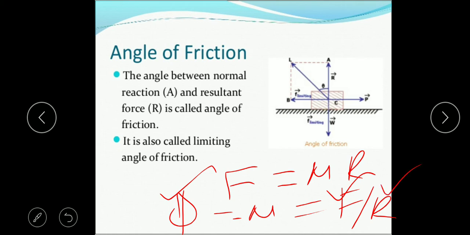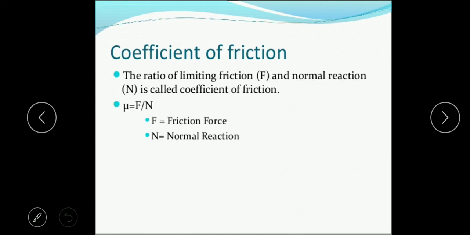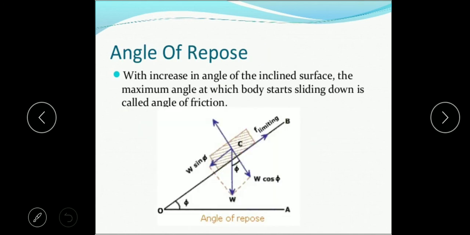Okay, coming to the next window, coefficient of friction. Again, the same as I said before, N is nothing but the R, the normal reaction, indicated by N or R later. Now the angle of repose.